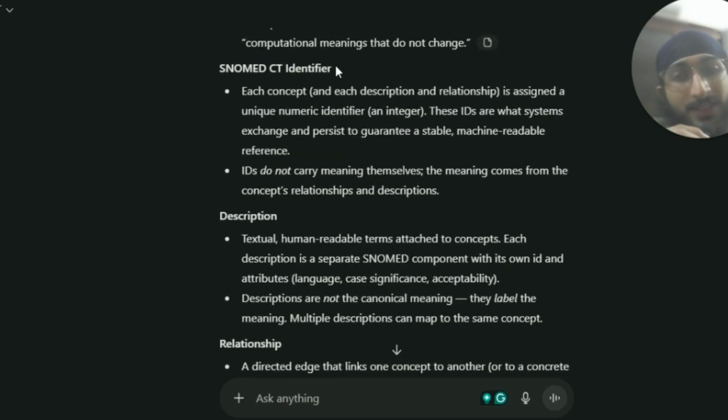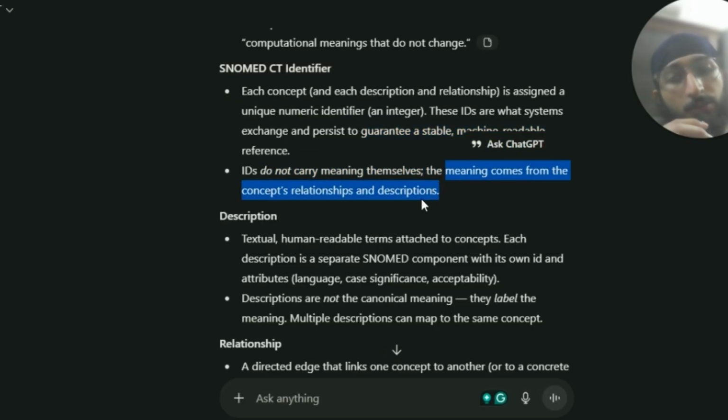Right. Then we have the SNOMED CT identifier. Each concept is assigned a unique numeric identifier, an integer. These IDs are what systems exchange and persist to guarantee a stable machine-readable reference. IDs do not carry meaning themselves. The meaning comes from the concept's relationships and descriptions.